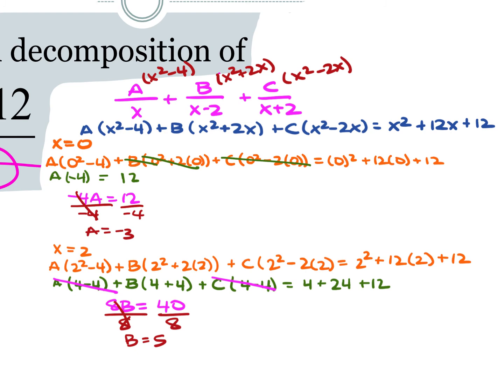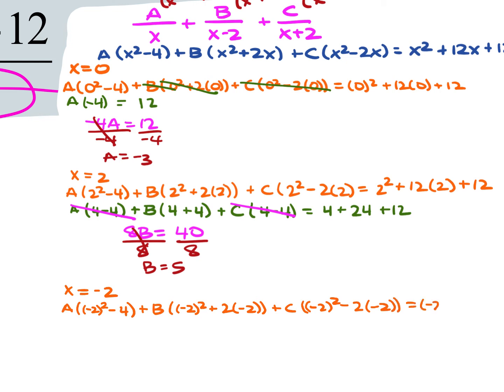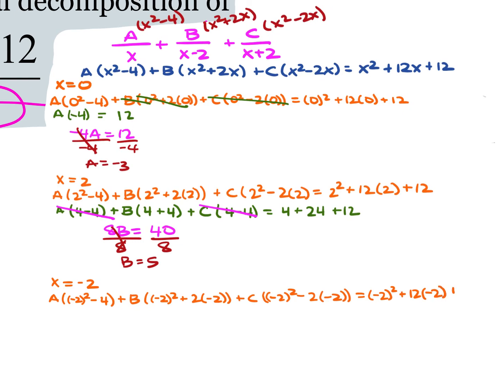So the last one we have to do is to solve or simplify for when x is negative 2. So it's going to give us a times (negative 2 squared minus 4) plus b times (negative 2 squared plus 2 times negative 2) plus c times (negative 2 squared minus 2 times negative 2) is equal to negative 2 squared plus 12 times negative 2 plus 12.